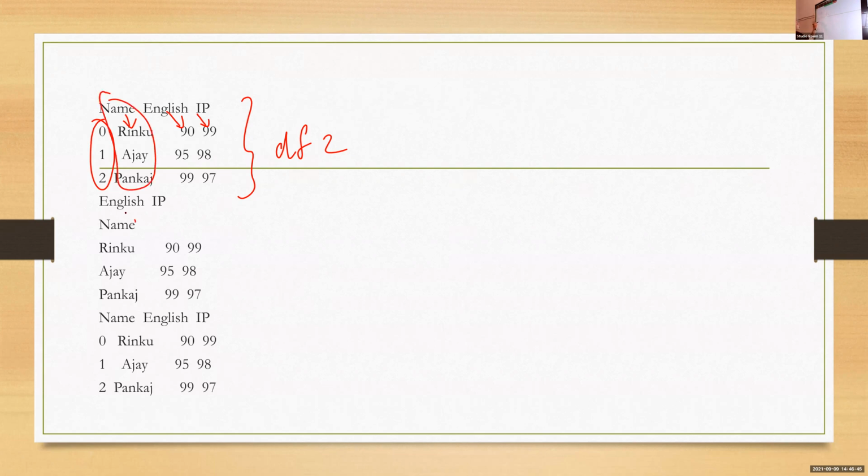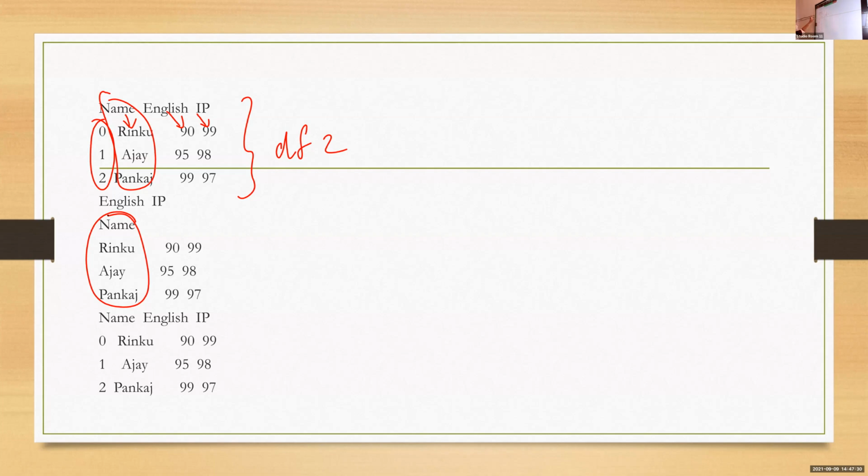Then I want to change this name column as the index value. For that purpose, we are using the set index function. Here, the index value is the default index value, that is 0, 1, 2. Instead of that, I want to take this column name as the index value. The output is displayed like this after the set index operation. After this, the heading column name English appears here, and the second column name appears here.